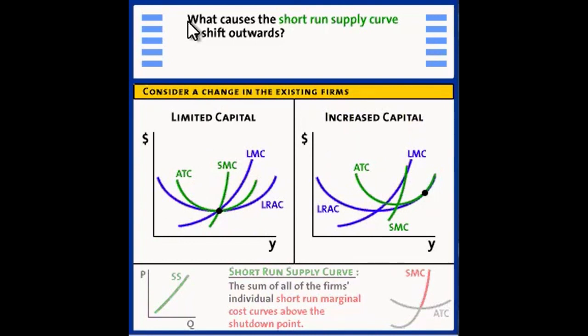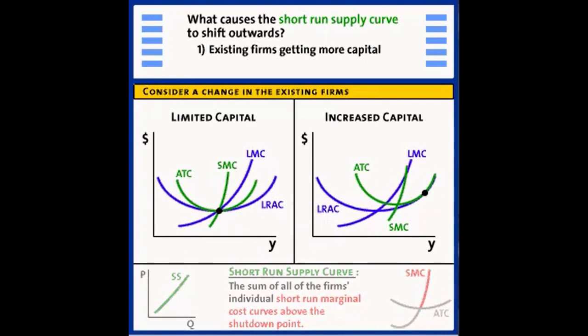As we move from the short run to the long run, the short-run supply curve will move outwards because the existing firms may acquire more capital. And when they acquire more capital, labor becomes more productive and the marginal cost falls for the individual firms. All right, that's reason number one. The short-run supply curve shifts outward if the existing firms get more capital.